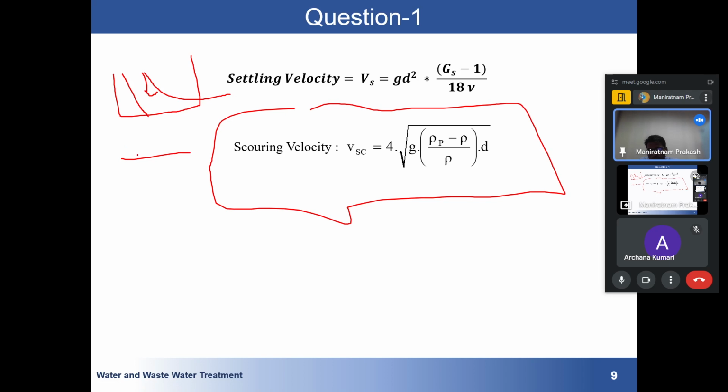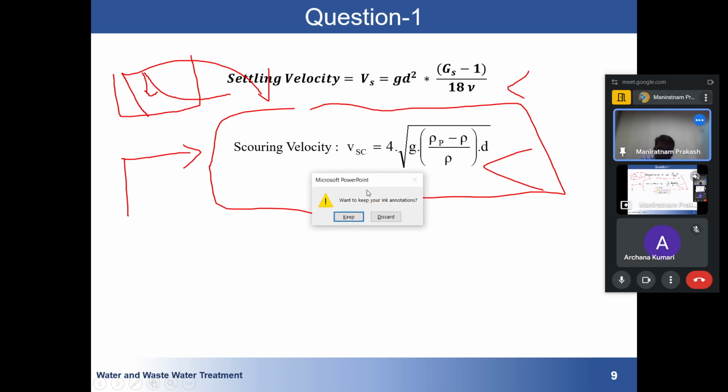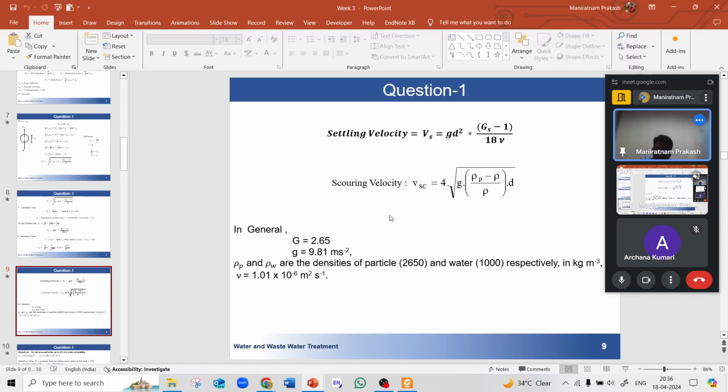A particle coming here will have two velocities, one horizontal velocity and one vertical velocity. The horizontal velocity will be known as the scouring velocity. We make sure that the velocity is below this settling velocity and also less than this scouring velocity. If the horizontal velocity is more than the scouring velocity, then there are high chances that the particle will go out of my primary sedimentation tank. So we follow this precaution.